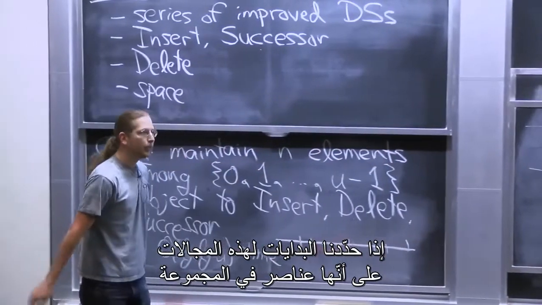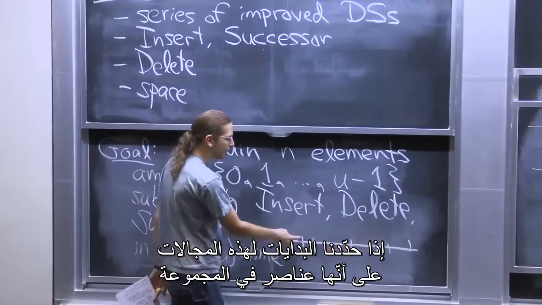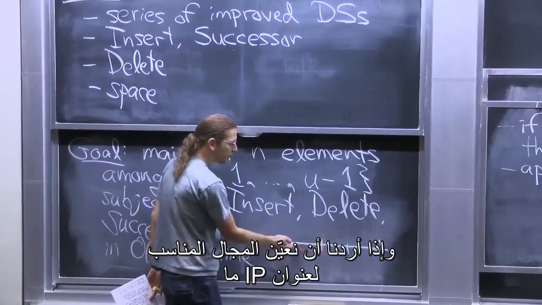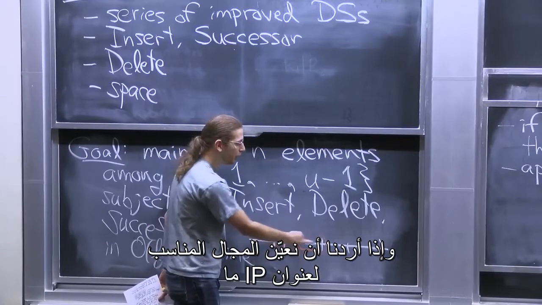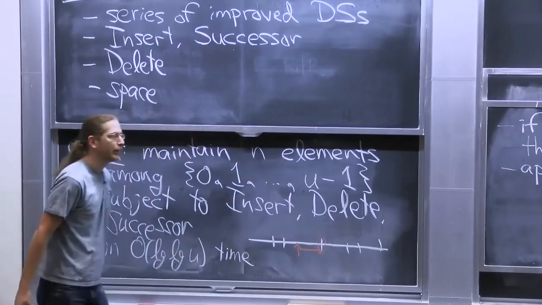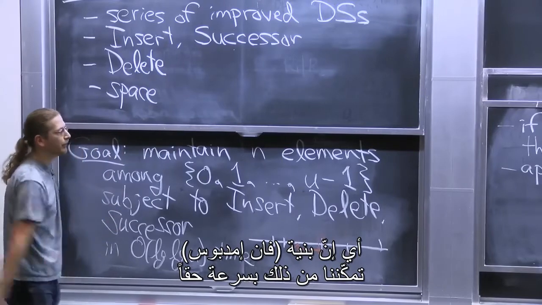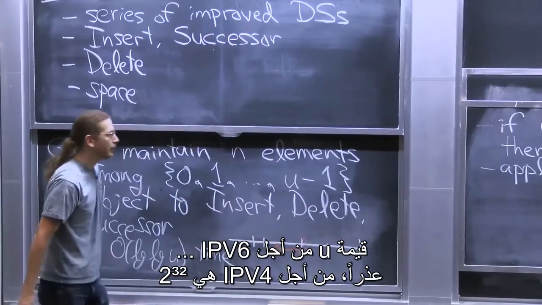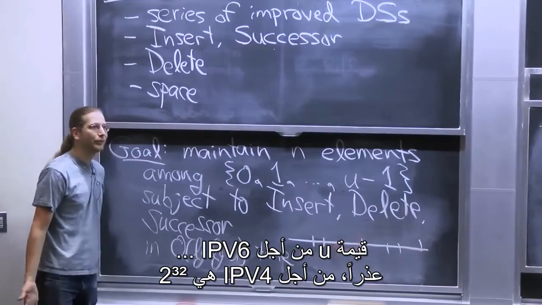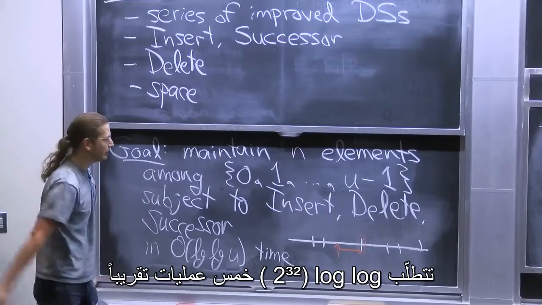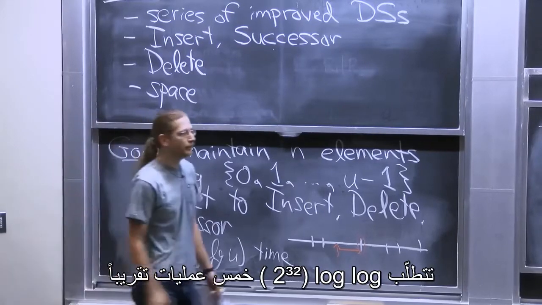So if you mark the beginnings of those ranges as items in your set, and you're given a query, an actual IP address, you want to know what range it's in. That is a predecessor or a successor problem. And so van Emde Boas lets you solve that really fast. U for IPv4 is only 2 to the 32, so that's super fast and practical. It's going to take like 5 operations to do log of 2 to the 32.